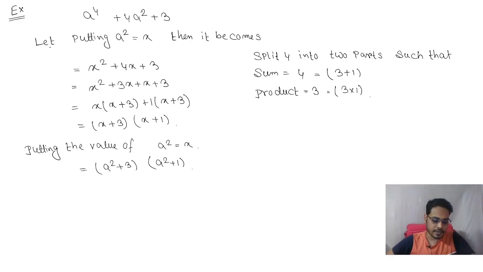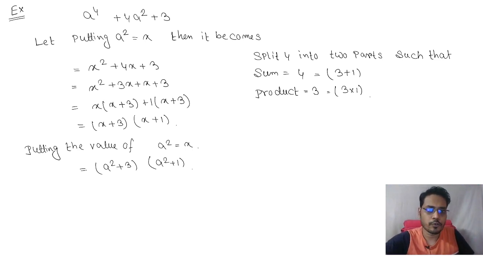Now the next example, a raised to the power 4 plus 4a square plus 3. Here you have to focus on this. It is also a very important thing. Don't get confused in this. Assume that a square is equal to x. So if you put a square equal to x, then you get x square.